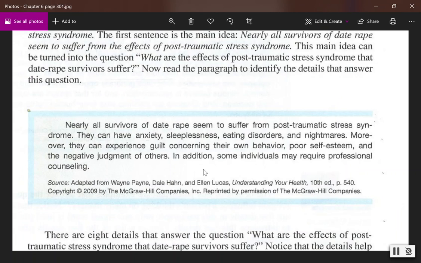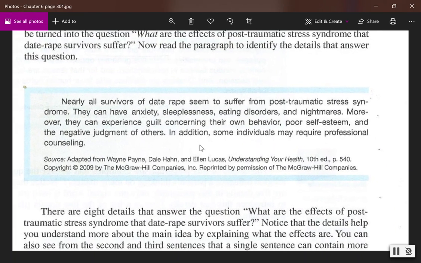So here we have a short paragraph. It reads, "Nearly all survivors of date rape seem to suffer from post-traumatic stress syndrome. They can have anxiety, sleeplessness, eating disorders, and nightmares. Moreover, they can experience guilt concerning their own behavior, poor self-esteem, and the negative judgment of others. In addition, some individuals may require professional counseling."